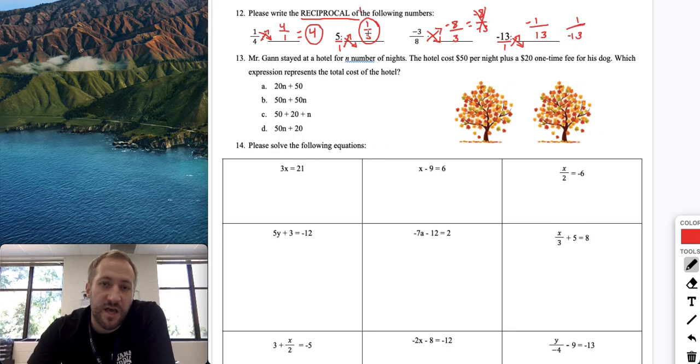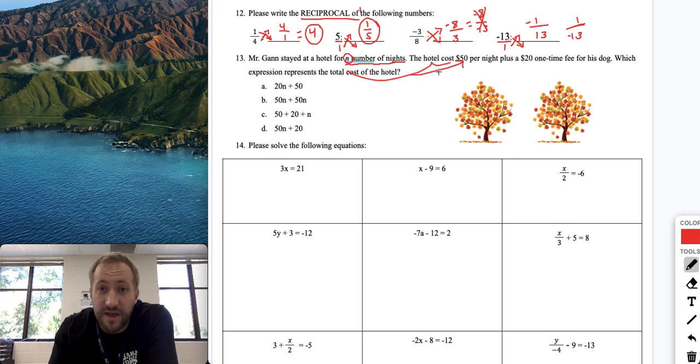Mr. Gann stayed at a hotel for n number of nights. The hotel costs $50 per night plus a $20 one-time fee for his dog. Which expression represents the total cost of the hotel? Now, n number of nights, that's really important. It's underlined because that's critical. We're trying to figure out where the variable n is going to go in our equation. Is it going to go with the 50, or is the n going to go over here with the 20?